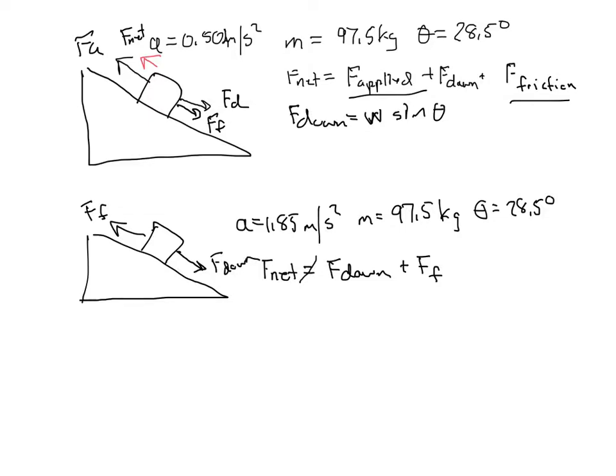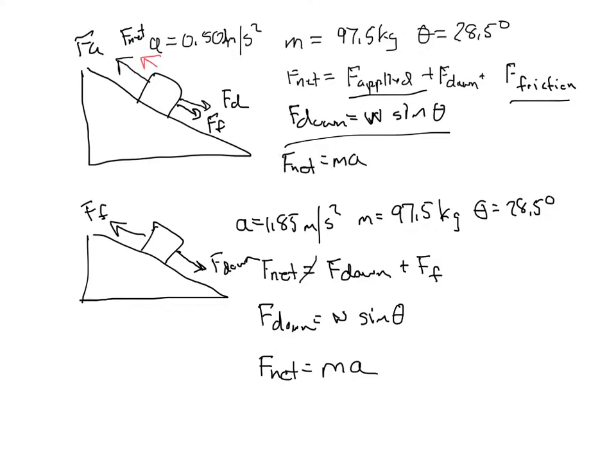So as we find, again, we can find F down, not going to change. F down is going to be the weight times the sine of the angle. To find F net, for this one, real easy, we just do the mass times our rate of acceleration. And we can do the same thing for up here. We have F net equals MA. Okay. So if we do all that, we can find that the F net for the first problem is 180 newtons.